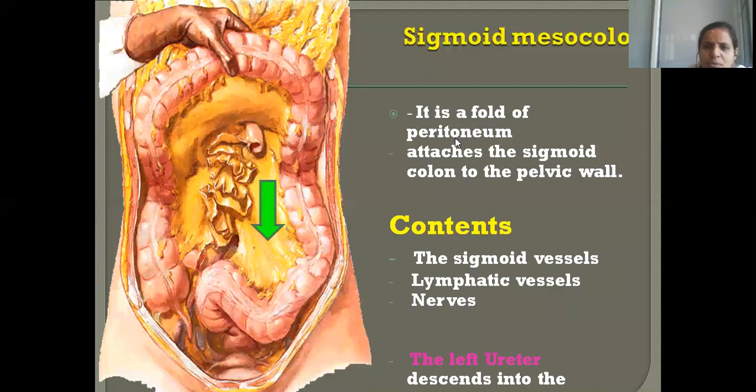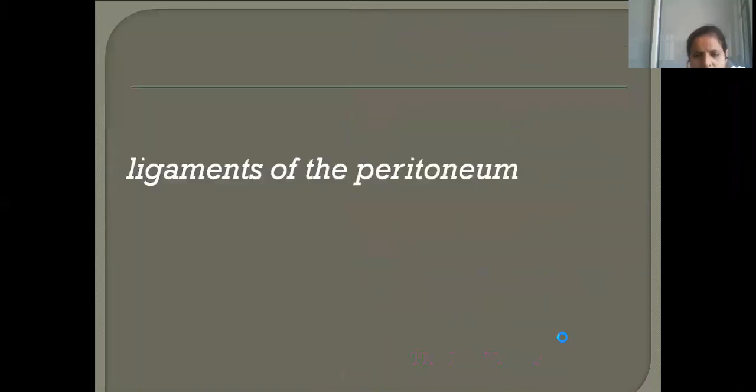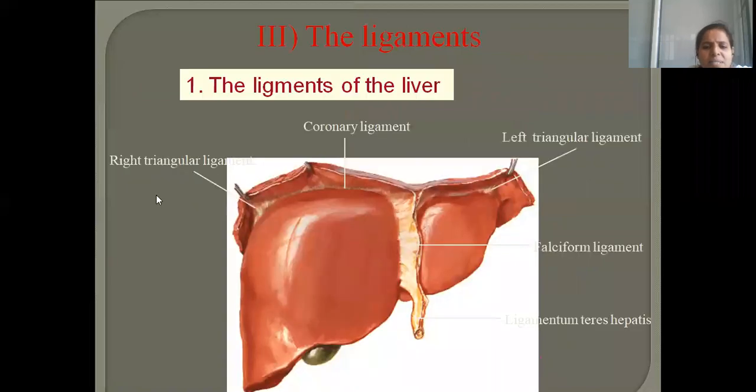So sigmoid mesocolon is nothing but a fold of peritoneum which is suspending the sigmoid colon to the pelvic wall. Now you are not using the word posterior abdominal wall. Instead, we are now using the word pelvic wall. Okay. Now what do we see inside? Here we will see sigmoid vessels, lymphatic vessels, and nerves. Then we will talk about ligaments of the peritoneum.